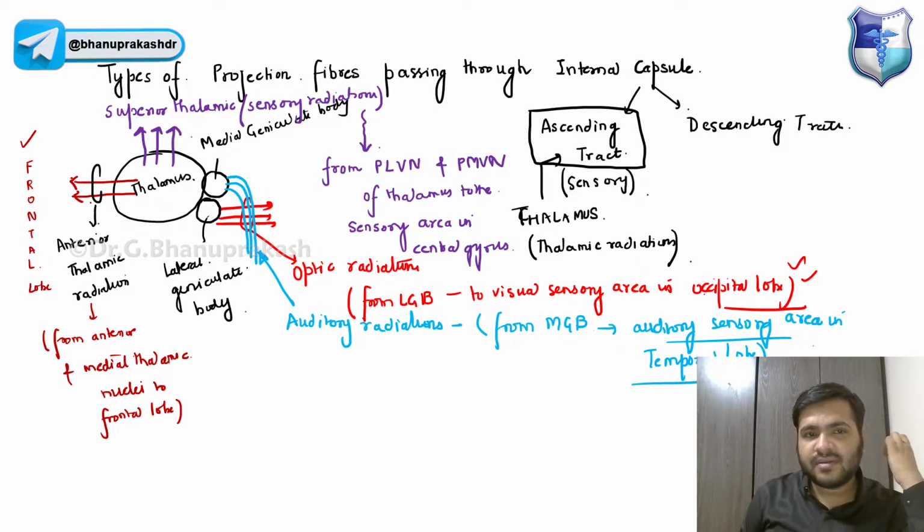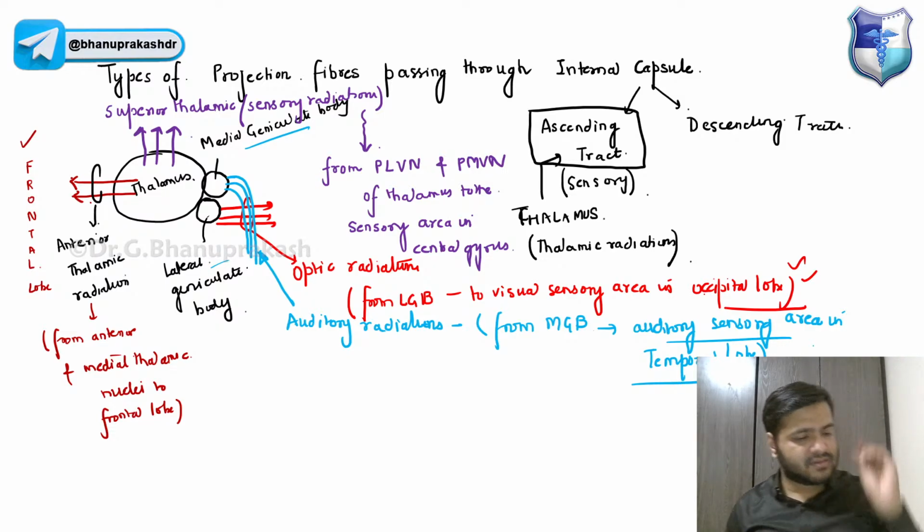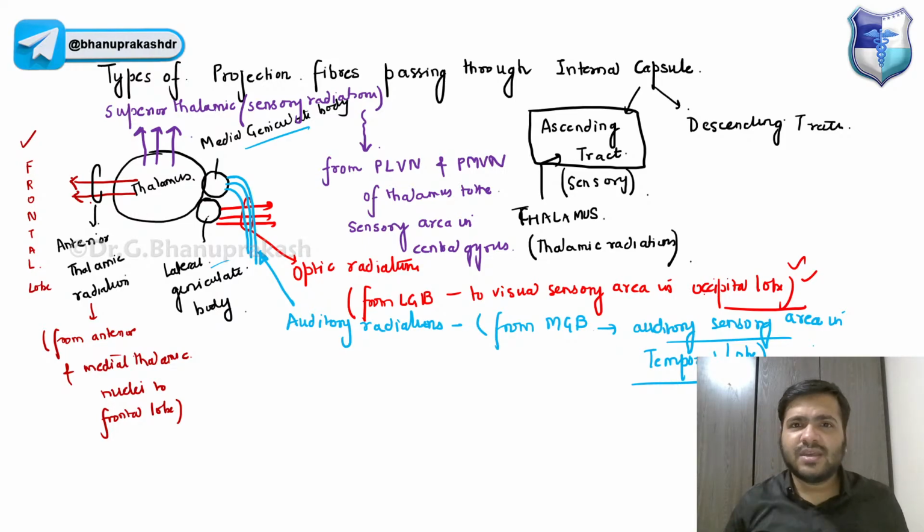So I hope this is clear. And guys, this medial geniculate body and lateral geniculate body are all parts of the metathalamus. I will be discussing the metathalamus in detail, so no need to worry about this. So these are the ascending fibers that you guys already know, right? Now, if I just wanted to tell you like, okay.